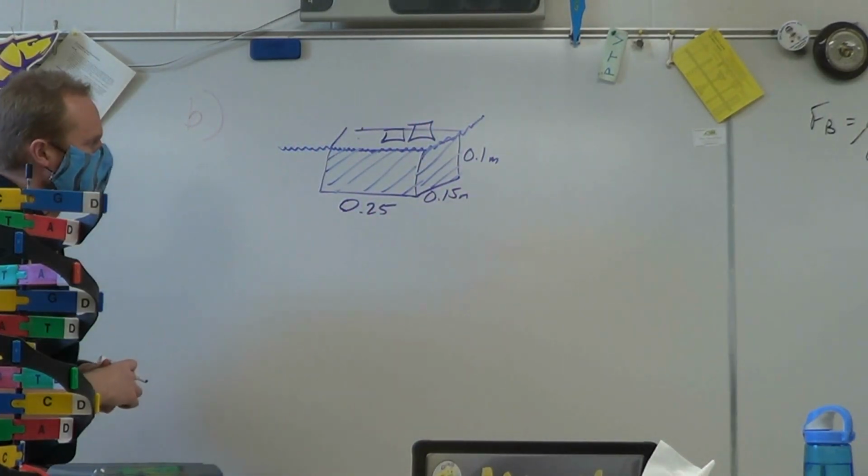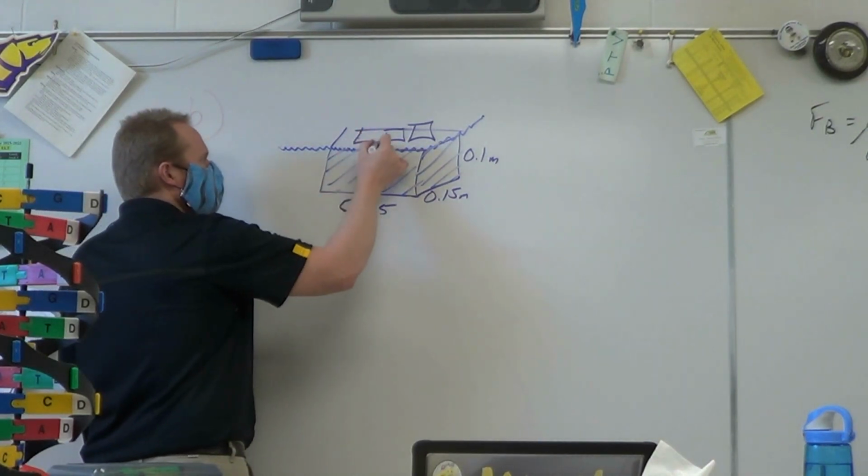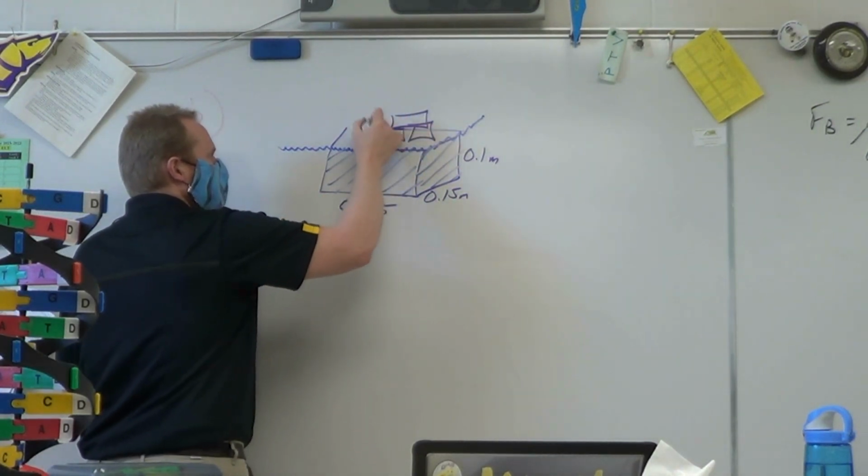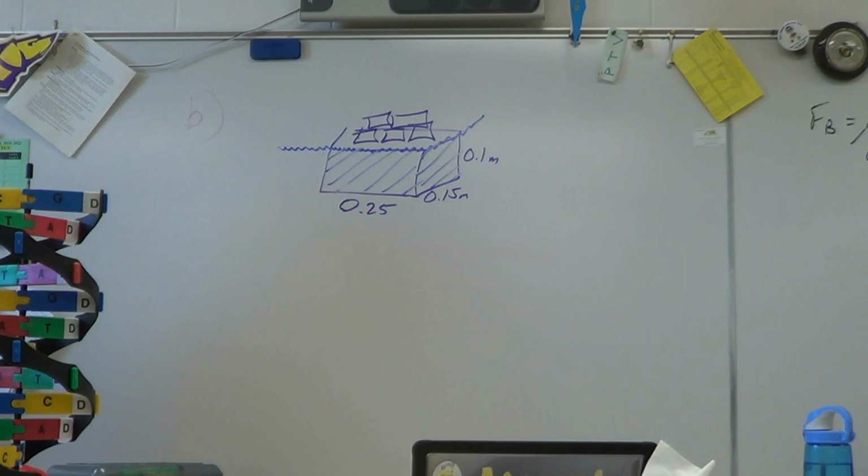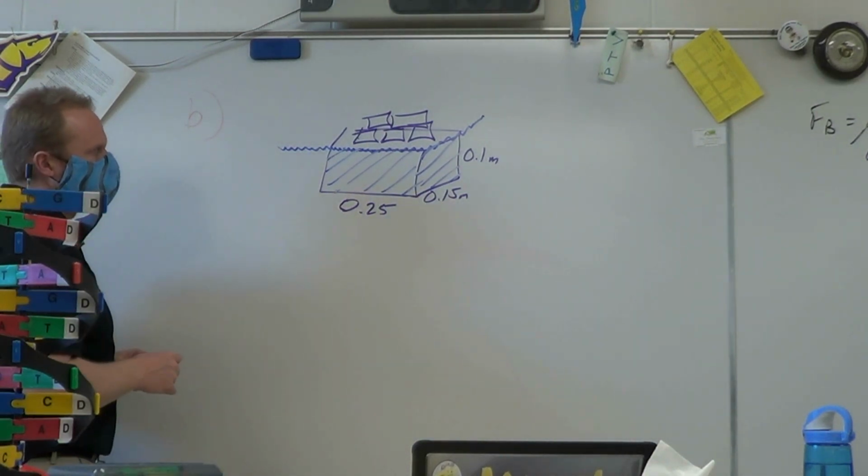It's still in fresh water. The difference is I'm going to start stacking stuff on it. And every time I put more stuff on it, it gets lower and lower and lower in the water. And eventually I put so much stuff on it that it's at the point of the water coming over the edge, or it does start coming over the edge. And it doesn't really matter. We're at that threshold, is the idea.